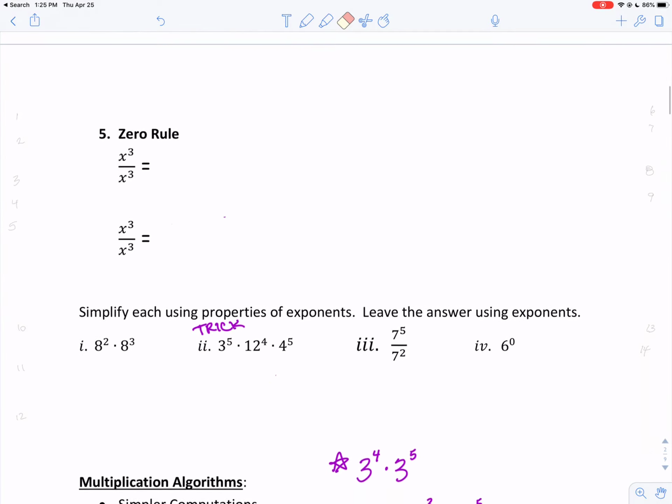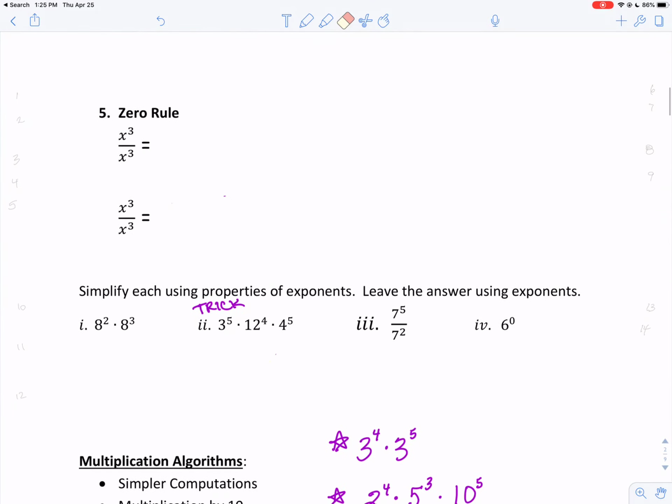Now the zero rule. You can have your students just memorize this, but I like to have my students understand why the rule is the way it is. So if I have x to the third over x to the third, that means I'm going to have 3 x's on top, 3 on the bottom, so everything cancels out. Remember what happens when everything cancels out? You don't get 0, you get a 1, like 2 over 2 would cancel out to give you 1.